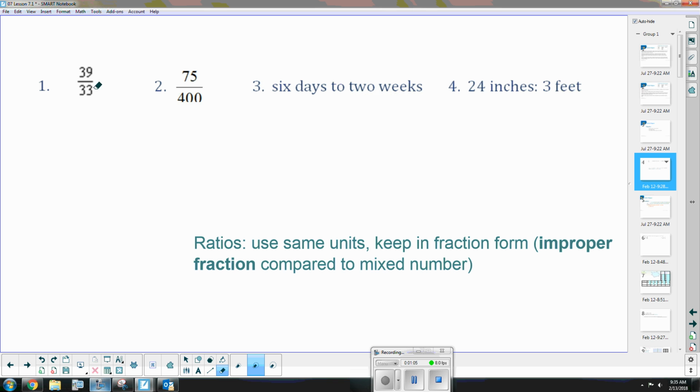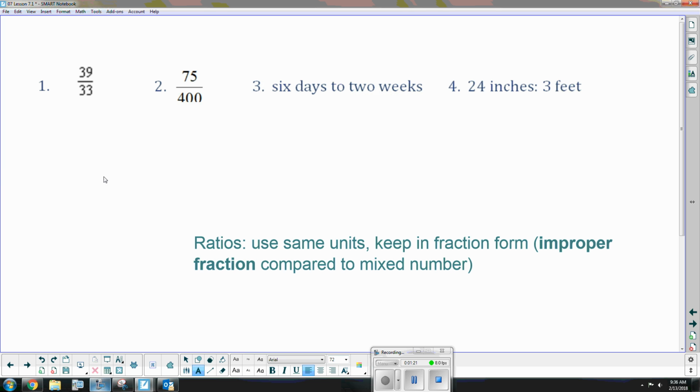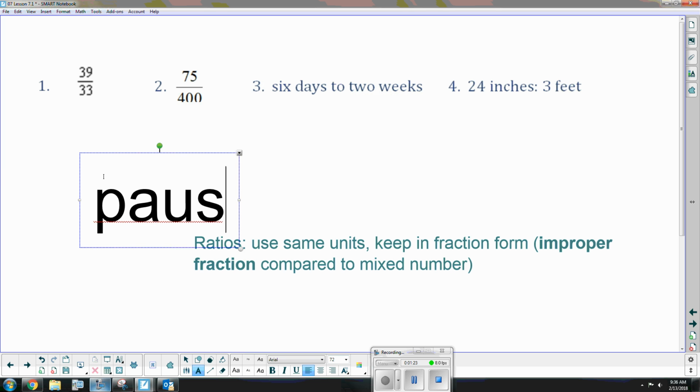So what I want you to do now, just as a warm-up on your note sheets, you should see these ones. I want you to reduce these to simplest form. You can pause this video while you work, and then unpause for the solution.